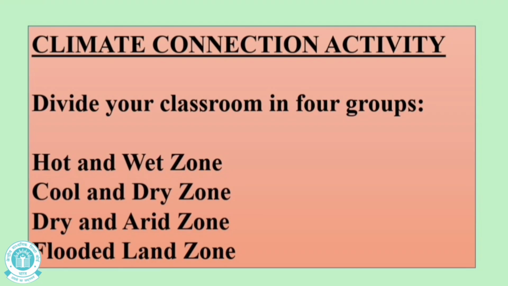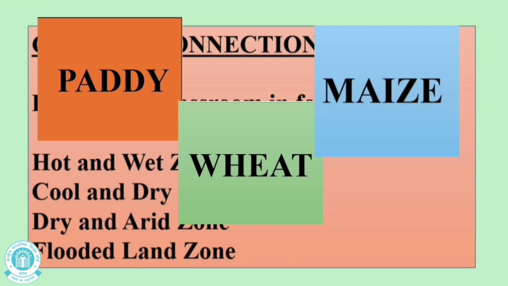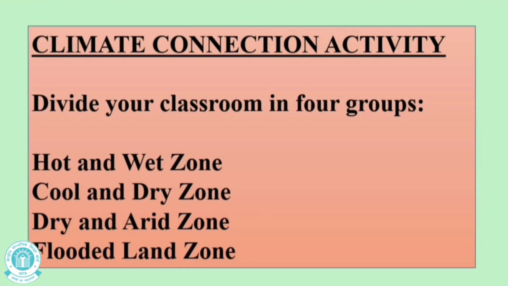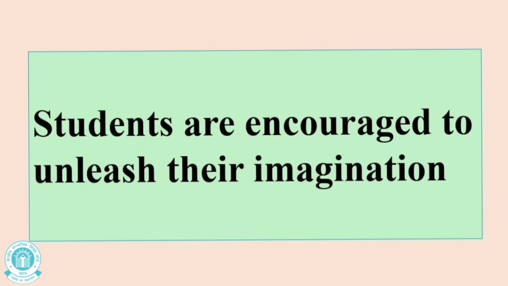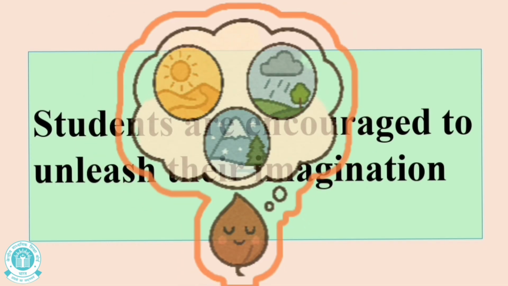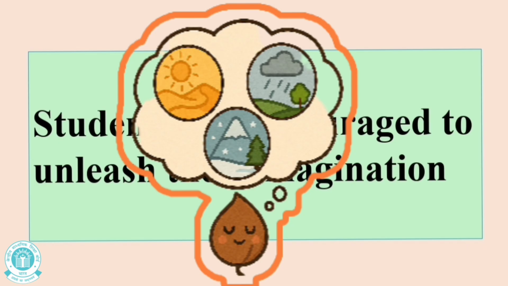Divide your classroom into 4 groups: hot and wet zone, cool and dry zone, dry and arid zone, flooded land zone. Make them write crop cards by writing on them paddy, wheat, maize, cotton, gram, watermelon, etc. Friends, let's create an imaginative moment for the students. Tell them, close your eyes. Imagine you are a seed. You must move to the climate where you will survive best. Think carefully before you move.